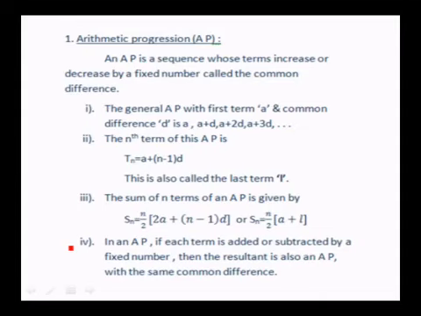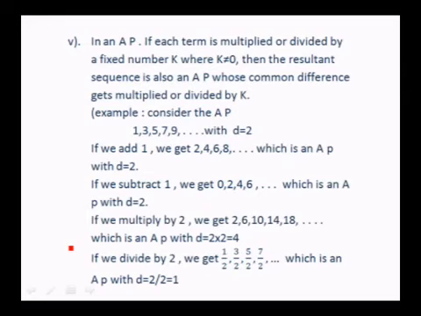In an AP, if each term is added or subtracted by a fixed number, then the resultant is also an AP with the same common difference. This is the beauty of this progression. If you add or subtract, you get another arithmetic progression where the common difference is not disturbed at all. In an AP, if each term is multiplied or divided by a fixed number k, where k is not equal to 0, then the resultant sequence is also an AP whose common difference gets multiplied or divided by k. We may consider this with an example.